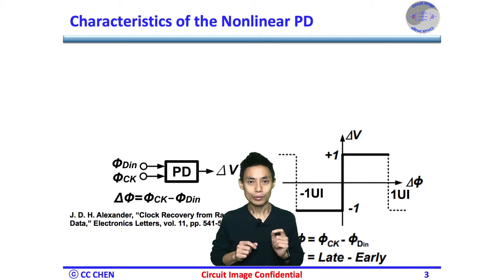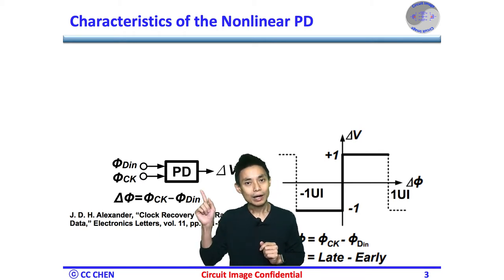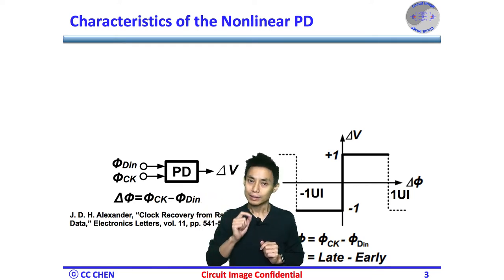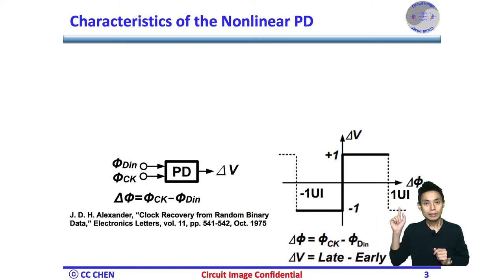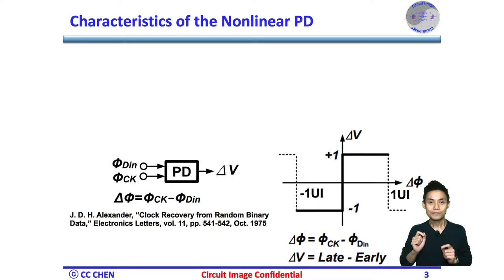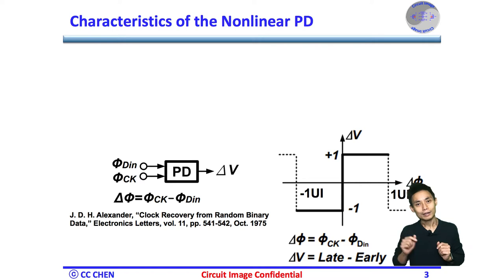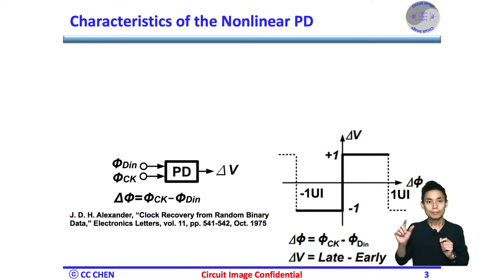Let's start with the nonlinear PD with a simple transfer curve. The input phase error at the PD's input would be the clock phase minus the data phase. The output error signal would be the late signal minus the early signal, which implies that the clock phase is later or earlier than the data phase. For example, if the clock phase is later than the data phase, the phase error will be positive, or greater than zero, and then the output error or correction signal will be positive to drive the clock to run faster, and vice versa. In addition, since the phase difference will wrap every bit of 1 UI, the transfer curve we are interested in is for when both frequencies of the clock and data are the same, and the capture range in the phase error is within plus or minus 1 UI.